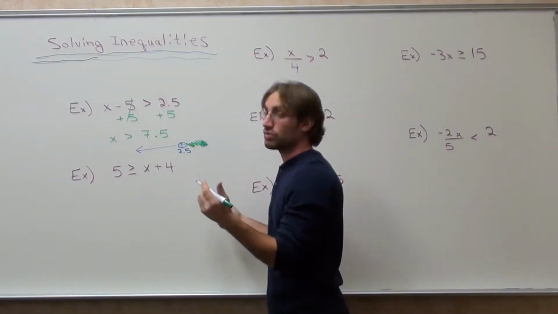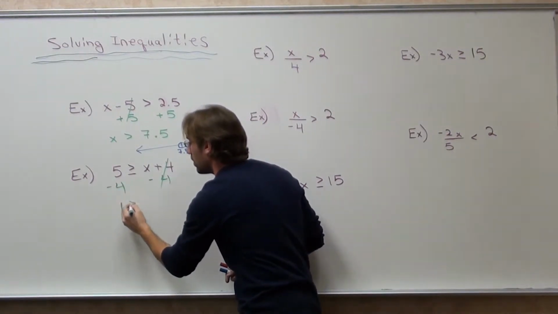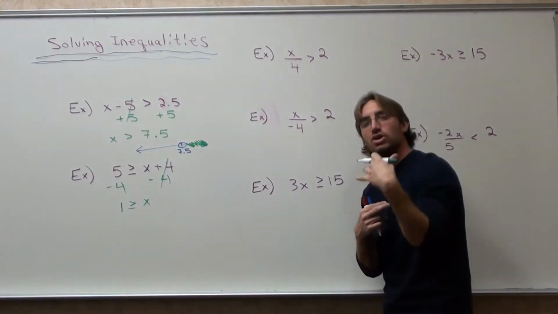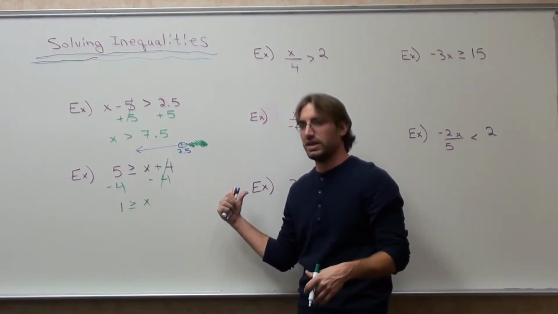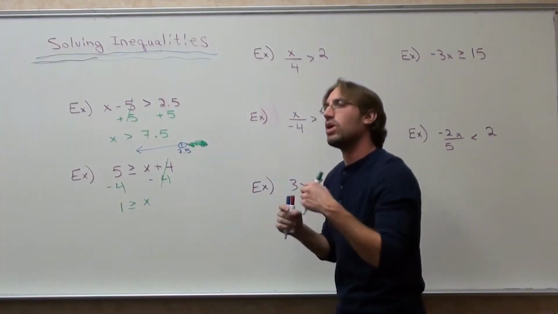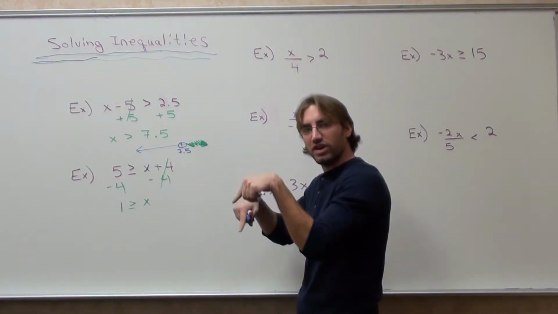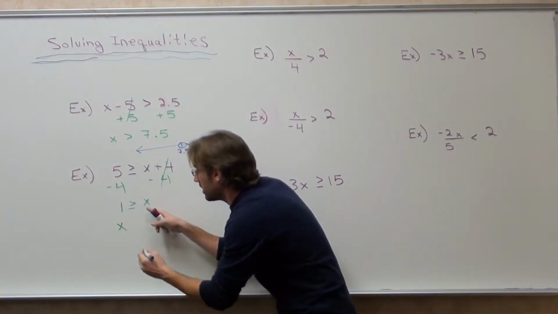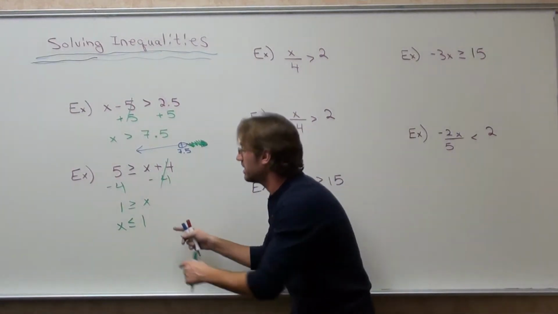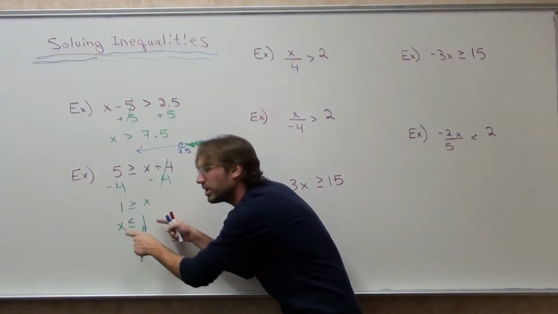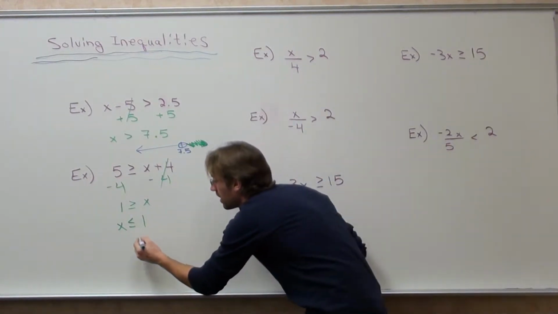Get the variable by itself, so subtract 4. One is greater than or equal to x. Now, when students see this, they say, well, I can't use that arrow trick, or they think the arrow goes this way. It actually doesn't. It actually goes the other way, and I'll show you why. I want you to always try to put the variable on the left-hand side. So I want you to rewrite this exactly as it is, except with the variable on the left-hand side. So x is less than or equal to 1. It's the same exact thing, except I put the variable on the left. See, the arrow is still pointing to the x, just looks a little different, but it's more convenient this way, I assure you.